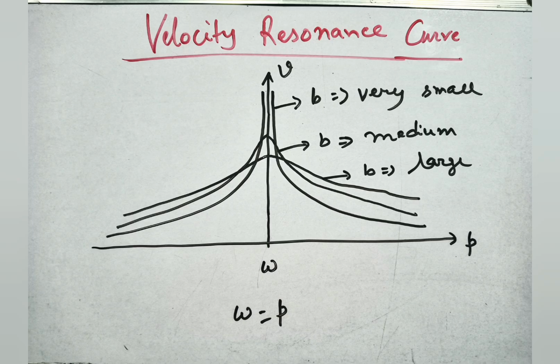Okay. Now if we plot the velocity resonance curve, in the y-axis there will be the velocity amplitude, and in the x-axis the variable p, and at the center is omega, the natural frequency of the system. The condition we know is p equal to omega, right? So it is independent of b. So whatever b is, the position of the peak will be at the omega position. So that's why the plot is like that.